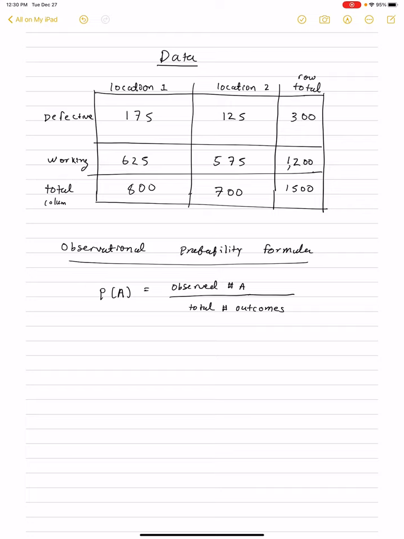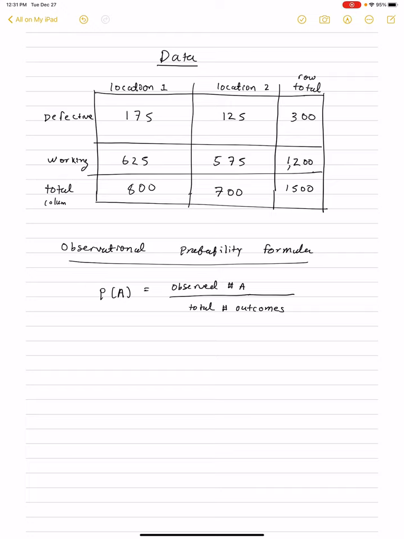In this tabular data, we have rows and columns. The columns represent location 1 versus location 2. The rows represent defective versus working. Then we have row totals, which is the total defective and the total working parts, so the 300 and the 1200. Then we have column totals. So for location 1, that's the total amount produced at location 1, so that's 800. For location 2, that's 700. And we can ask to calculate probabilities with this observational probability formula.